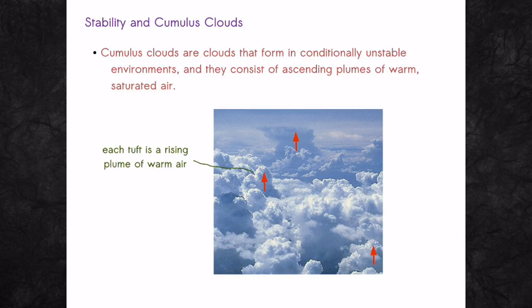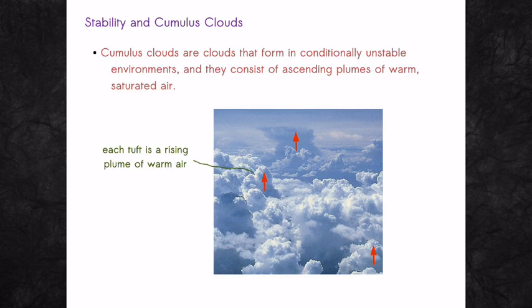And conditionally unstable in particular was this category where the air will continue to rise. It's unstable and it continues to rise, but only if it's saturated. That is, only cloudy air will continue to rise. And this is the kind of environment where you typically tend to see cumulus clouds. You can also see cumulus clouds in unstable environments, but they just don't happen that often. So you're more likely to see them in the conditionally unstable case.